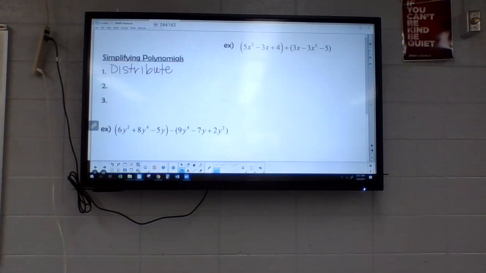So 5 times 3n is 15n. 5 times negative 4 is a negative 20. So that's my first set of terms. Negative 2 times n squared is a negative 2n squared. So I just put that negative 2 in the front. Negative 2 times a negative 4n is a positive 8n. 3 times 1, and then 3 times negative n squared.